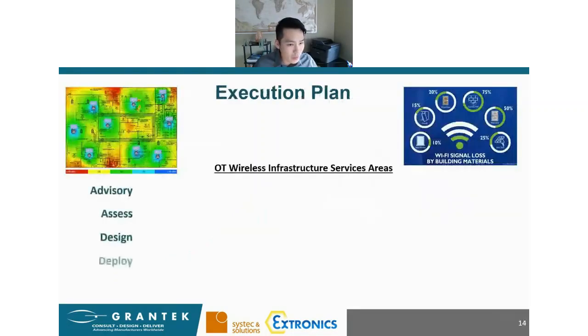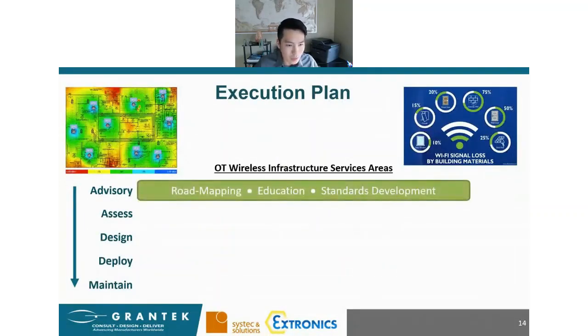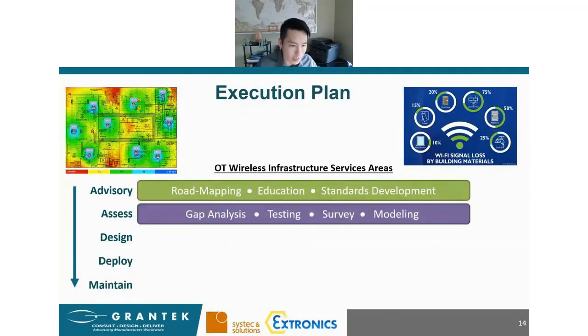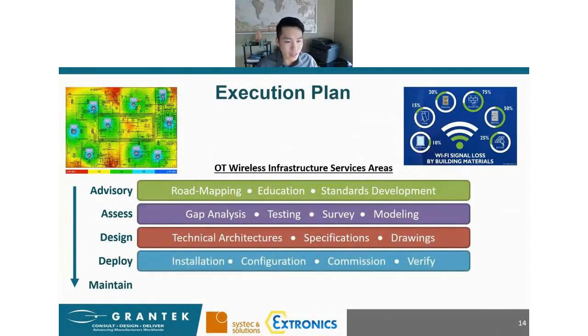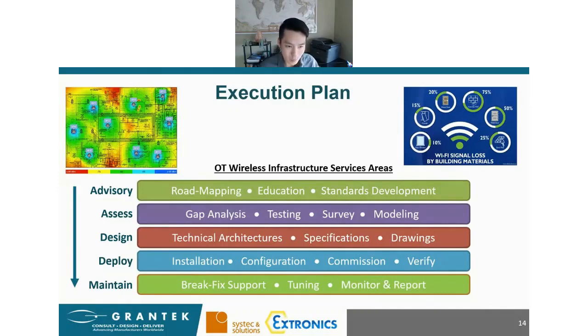So I want to talk about how exactly you could execute a wireless solution. There are 5 main steps: the advisory, assess, design, deploy, and maintain. The advisory is what you're doing today, coming to this webinar to learn a little bit more about wireless technologies. But I encourage you to continue to learn more about it and build a roadmap for your plan and create any standards that might be relevant for your field.